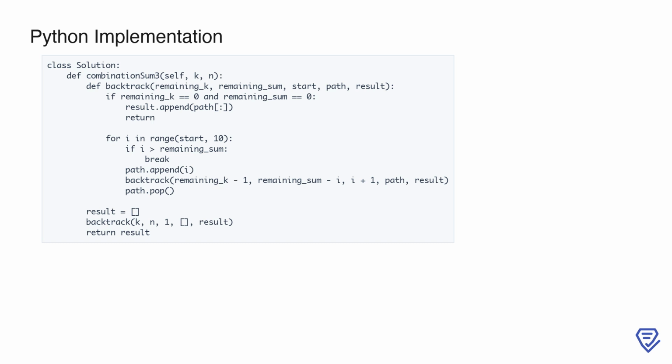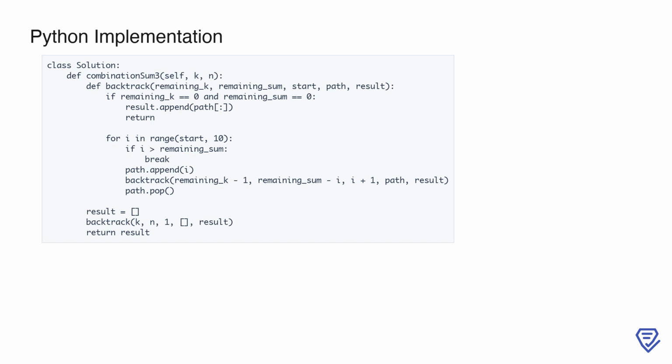Explanation of the code. 1. Base case: the function checks if both remaining_k, the remaining numbers to select, and remaining_sum, the remaining sum to achieve, are 0. If true, it appends a copy of the current combination, path, to the result list. 2. Iterative step: the loop iterates from start, to avoid reusing numbers, through 9. It ensures that the current number i does not exceed the remaining sum, pruning unnecessary paths. 3. Recursive call: if i is valid, it is added to the path, and the function recurses with updated parameters.